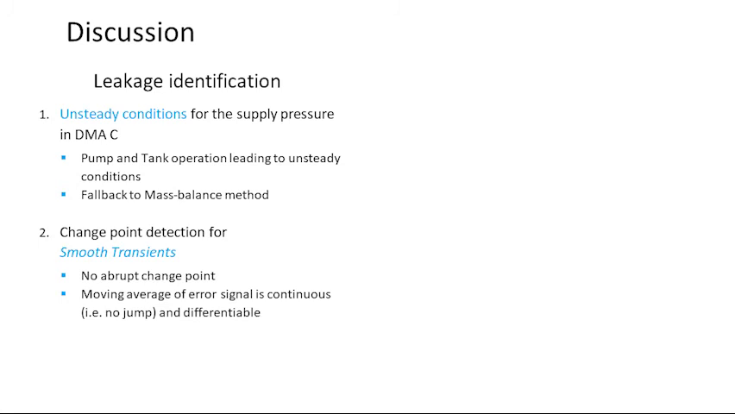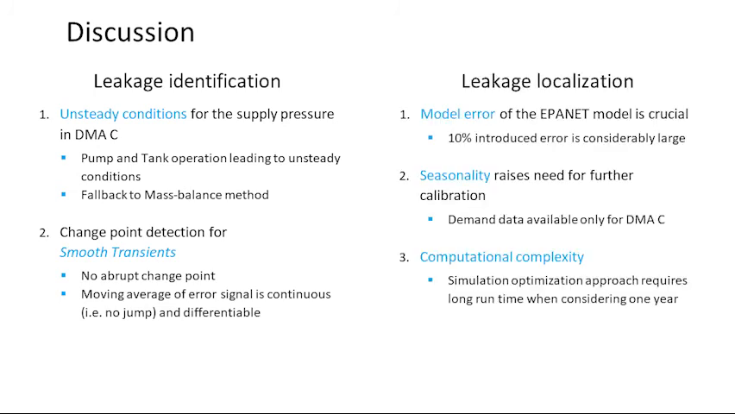Also, as we mostly rely on visual detection of leakage start times, smooth transients caused real difficulties, as the transient to the leak state was rather smooth. On the side of the leakage localization, the model error inflicted in the EpiNet model is crucial to the accuracy of the algorithm, and the 10% error introduced for this competition already presented a challenge.